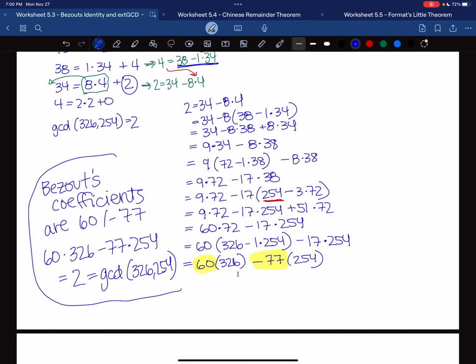Okay, so that is a very long way to get at those values, and you can check that this is actually equal to 2. You should. That's 19,560 minus 19,558, and that is in fact 2. Check. And that is how you do that.